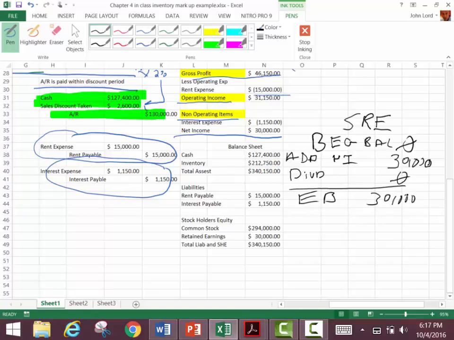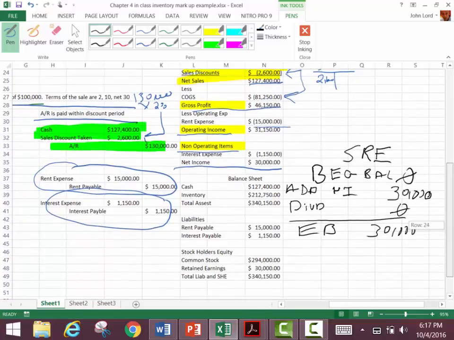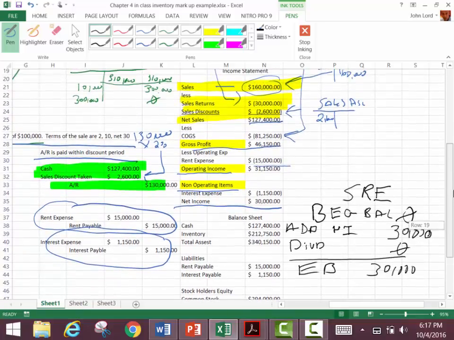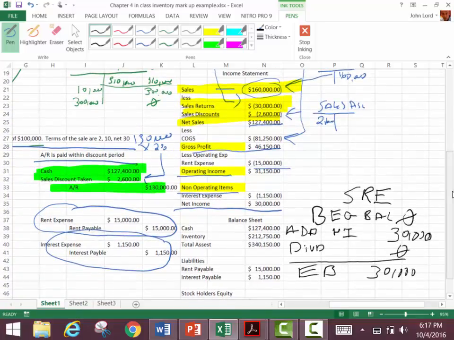So if you had to think about the order for me to prepare these statements, what order would I prepare them? Which one do you think gets prepared first? Income statement, good, has to be prepared first, so I know what my net income is. Then I can go ahead and prepare my statement of retained earnings, because that's going to tell me what the ending balance is in my retained earnings, so that I can do my balance sheet, so that my balance sheet will balance, right?